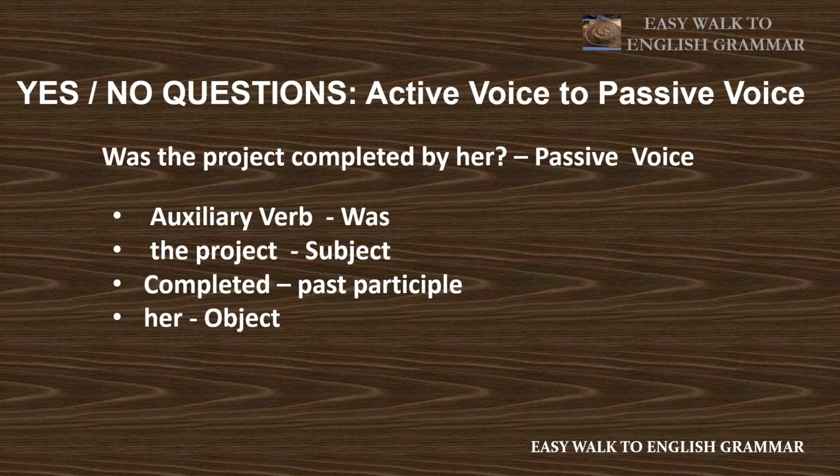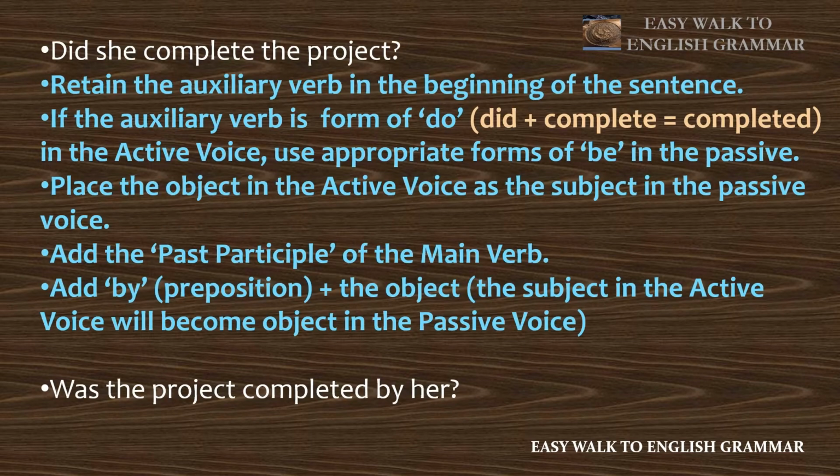Let us break down this sentence too. The auxiliary verb is was, the project is the subject. Remember that the object in the active voice will become the subject in the passive voice. Completed is the past participle form of the verb, and her is the object when we transform a yes or no interrogative sentence in active voice to its passive voice.